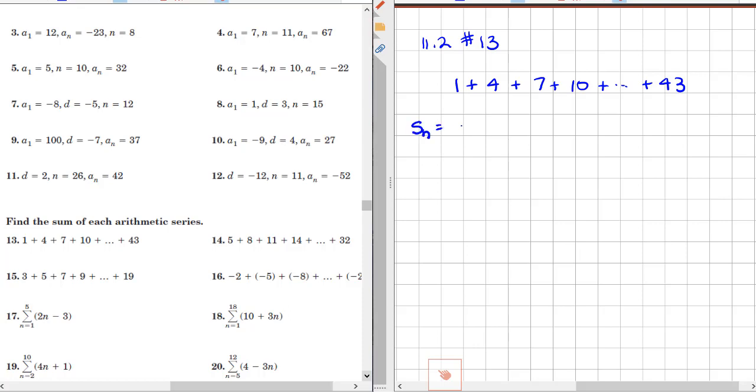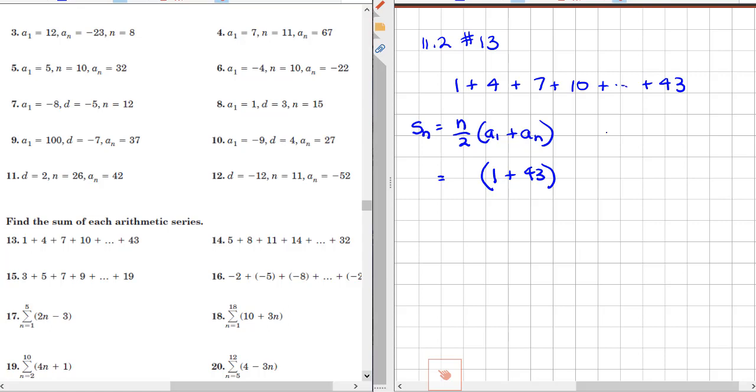Sum equals n over 2, a sub 1 plus a sub n. That's your goal. Looking for the sum. Oh, dude, I don't know the number of terms. I know the first term, and I know the last term. Now, yes, you can count on your fingers and get the number of terms. You will not get full credit for that.